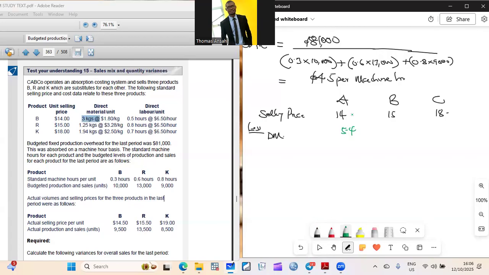Next one, 1.25 at 3.28, that is 4.1. Then the next one is 1.94 at 2.5. So what will you get? 4.85. So that is for material. Is that okay? Then you come to direct labor. You need 0.5 hours. Every hour is 6.5, so that is 3.25.